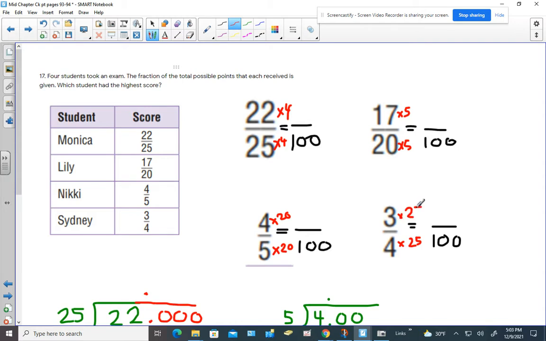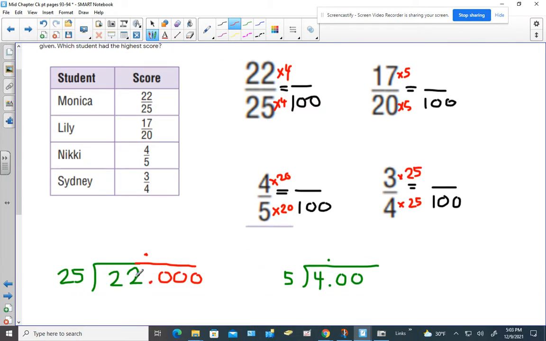So if you're not a fan of that method, then you can just take each numerator and divide it by the denominator. So if we take 22 and we divide it by 25, that's going to give us the same thing we get up here, right? So let's finish this up just to show you why you get the same thing.